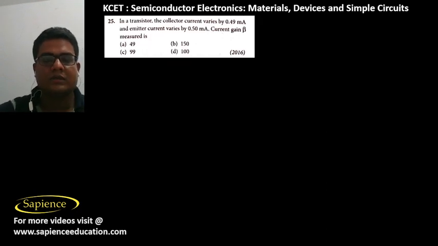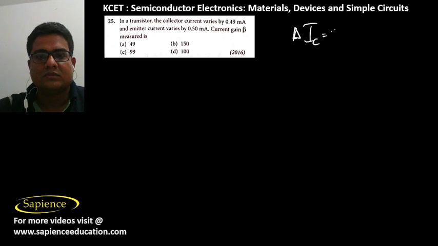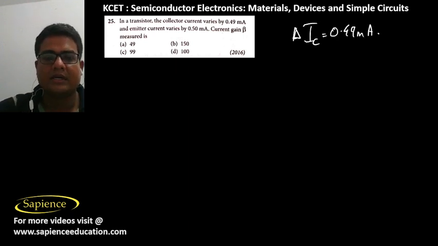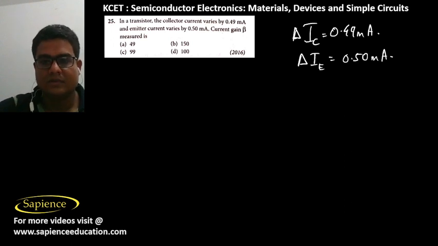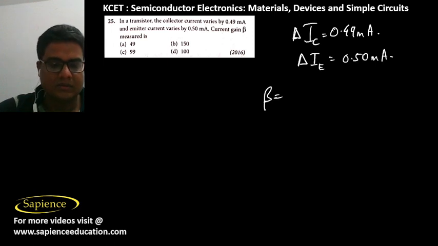Question number 25, it is told in a transistor the collector current varies by delta IC, that is equal to 0.49 milliampere. Emitter current varies by delta IE, equal to 0.50 milliampere. The current gain beta measured is, beta is equal to delta IC by delta IB.